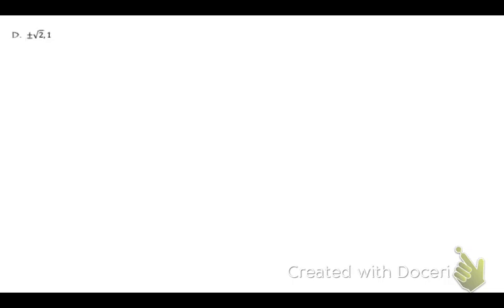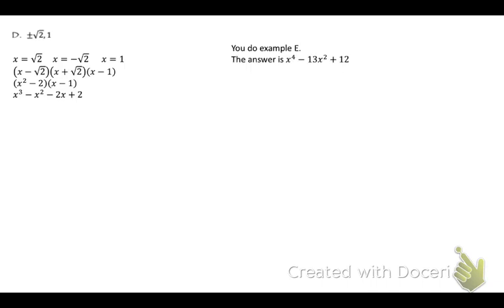Okay, let's look at D. So I have x equals the positive square root of 2, x equals the negative square root of 2, and x equals 1. So that's x minus square root of 2, x plus square root of 2, and x minus 1. Let's multiply those first two together. When you multiply x minus the square root of 2 and x plus the square root of 2, you get x squared minus 2. Multiply that by x minus 1, and you get x cubed minus x squared minus 2x plus 2. Okay, you can do E. You will get x to the 4th minus 13x squared plus 12.